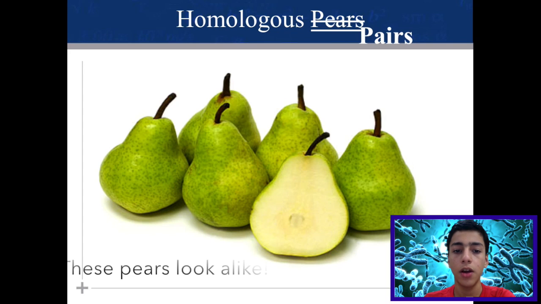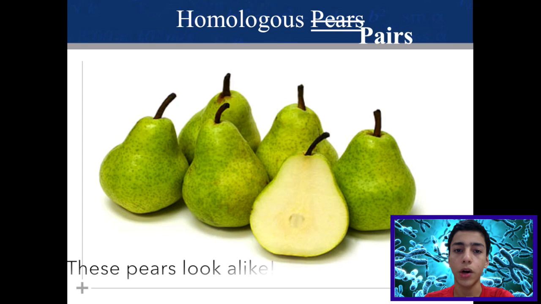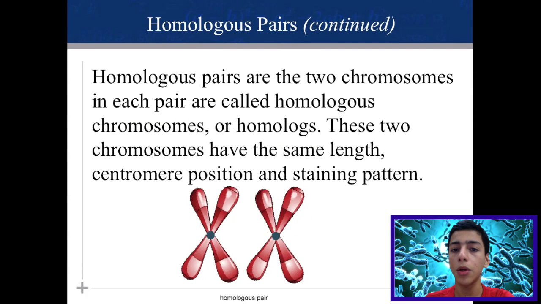Homologous pairs. As you can see, these fruits are all identical, which is why we make the allusion to homologous pairs. Homologous pairs are the two chromosomes in each pair. These two chromosomes have the same length, centromere position, and staining pattern. As you can see in this clip art image, these are two homologous pairs.